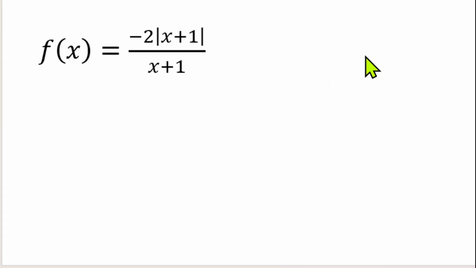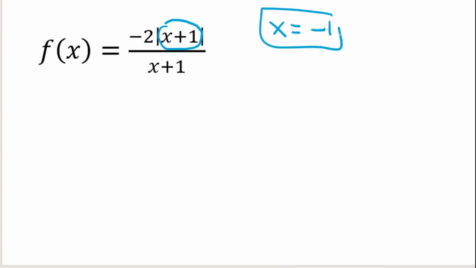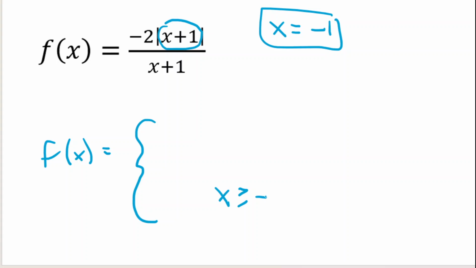But first, let's break this into its piecewise form. Again, I can tell by looking at the absolute value sign, what's in the absolute value is x plus 1. So therefore, x equals -1 is where this function is going to change rules. So I can start setting up my absolute value table. We're going to have one rule when x is greater than or equal to -1, and another rule when x is less than -1. So then what is the rule?